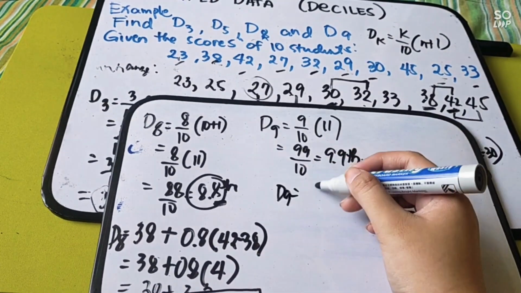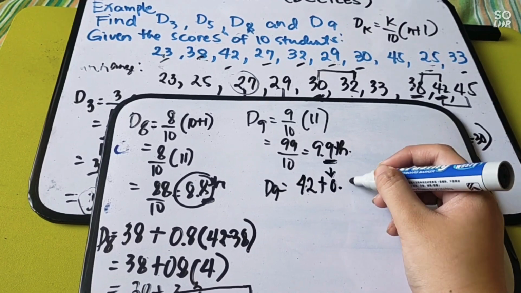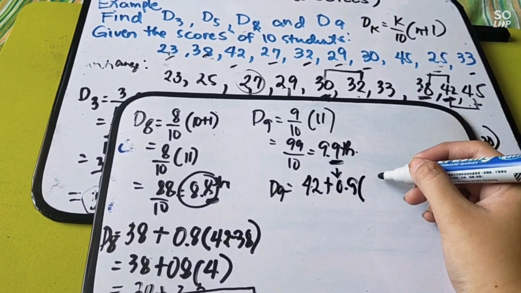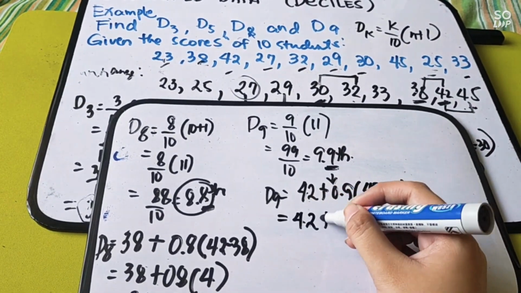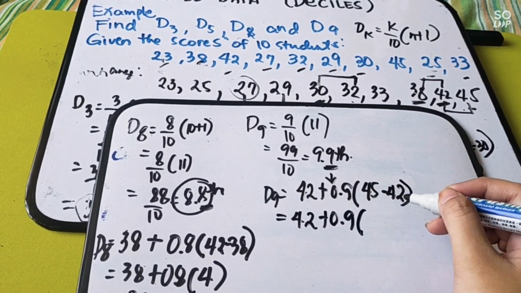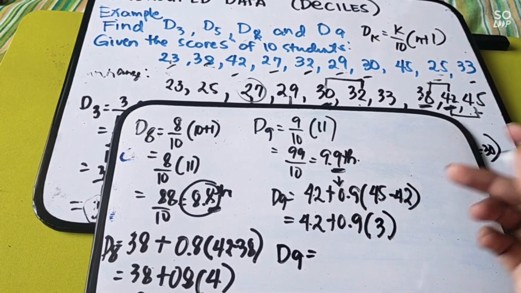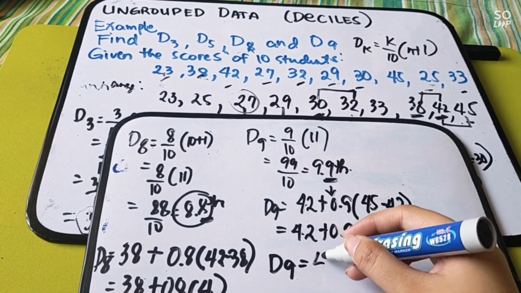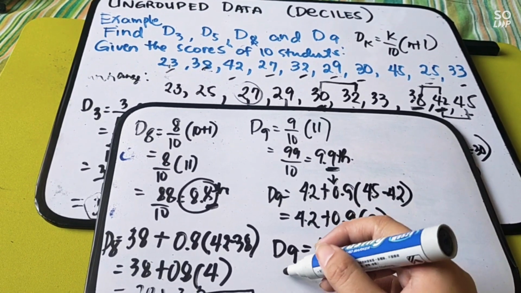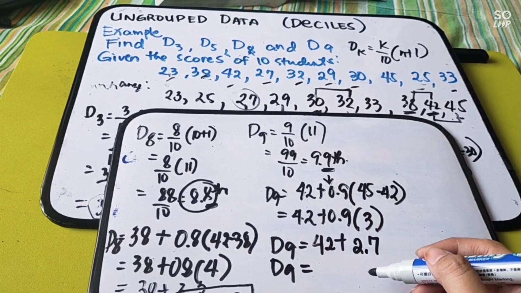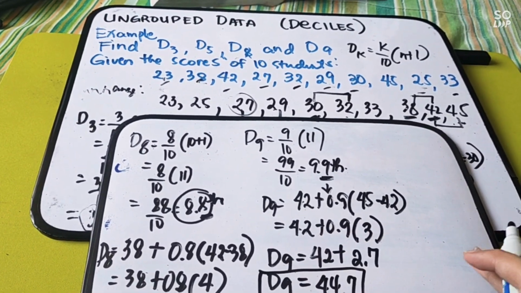For us to find. Yung pang 9 mo ay 42 plus yung inyong decimal here, just add here 0.9. Multiply mo ngayon dito 45 minus 42. Yan. So, we have here 42 plus 0.9 times 45 minus 42. That is 3. Then, multiply, then add. So, d sub 9 is equal to 42 plus 0.9 times 3. That is 2.7. Then, just add. D sub 9, or the 9th decile, is equal to 44.7. Okay? So, ganun lang siya.